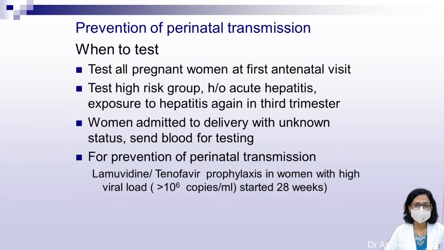How can we prevent this perinatal transmission? It is important to test all pregnant women at the first antenatal visit, so that immunoprophylaxis can be given to the baby at birth. The women who are at high risk, that is, who have a history of acute hepatitis exposure or who are drug abusers, we also test in the third trimester. Again, for prevention of perinatal transmission, antiretrovirals like lamivudine or tenofovir can be given to women who have high viral load from 28 weeks onwards to decrease the risk of transmission to the baby.